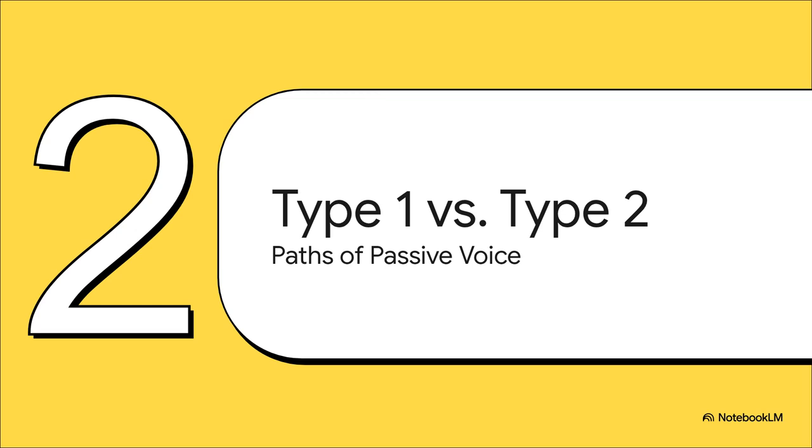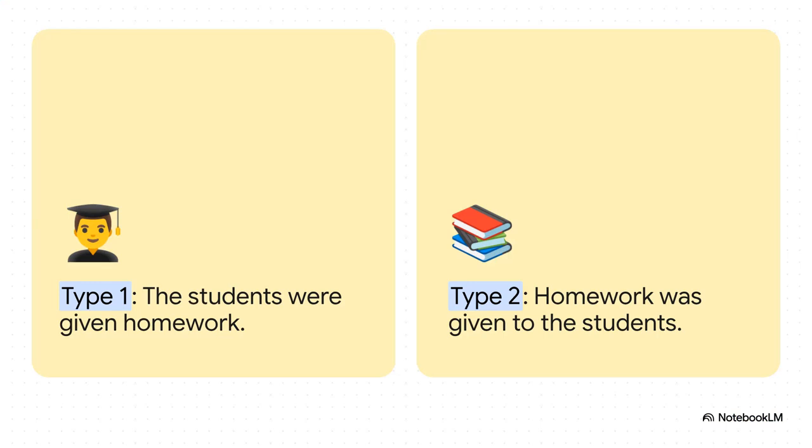Type 1 versus Type 2, the 2 paths of passive voice. Because you have 2 objects to choose from, you actually have 2 completely correct options when building your passive sentence. Let's explore them. This perfectly illustrates the contrast. In Type 1, the students were given homework. We've taken the indirect object, the students, and promoted them to the subject. Conversely, in Type 2, homework was given to the students. The direct object, the homework, takes the lead.